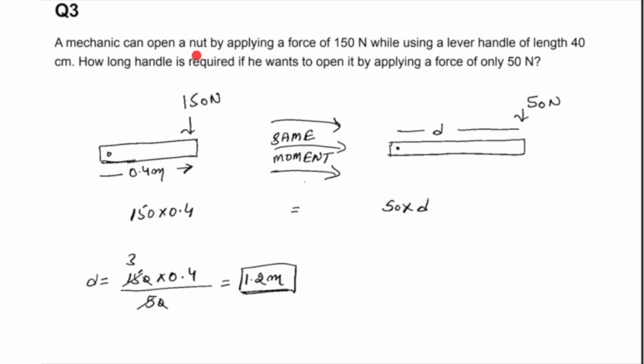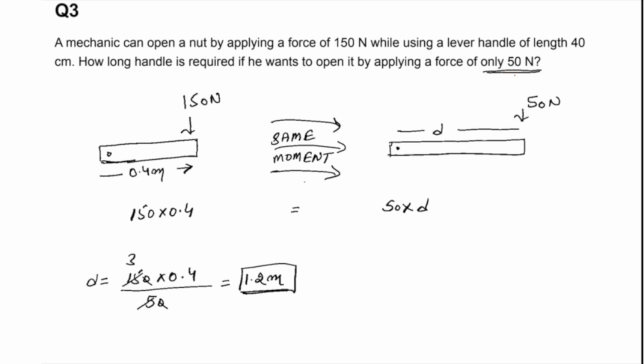A mechanic can open a nut by applying a force of 150 Newton while using a lever handle of length 40 centimeter or 0.4 meter. How long handle is required if he wants to open it by applying a force of only 50 Newton? Now he wants to apply lesser force. He was applying 150 and he wants the 50 Newton force only to be applied.